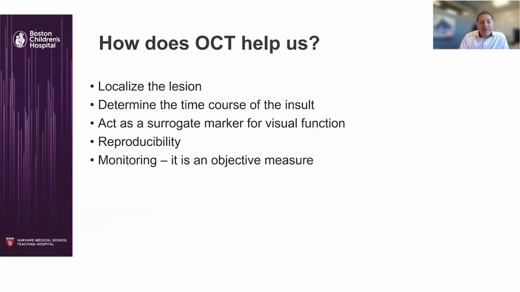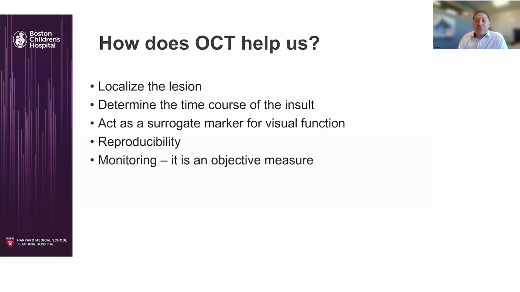So how does OCT help us? Well, it's the what, when, why, and where of the issue. So where is the problem? How do we find the lesion? When did it happen? In our kids who are not always subjectively easy to get great data from, can it be a surrogate marker for vision?